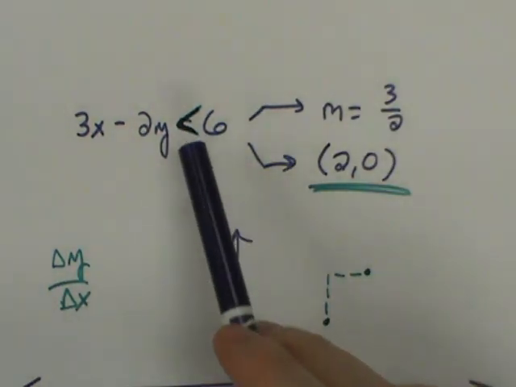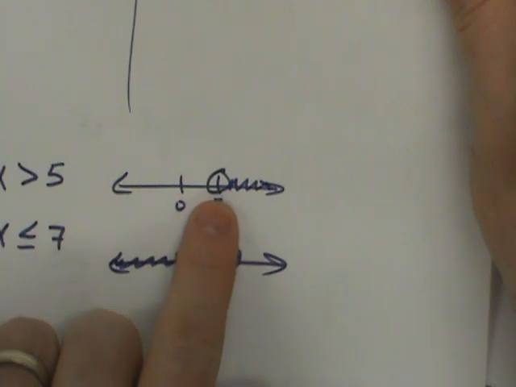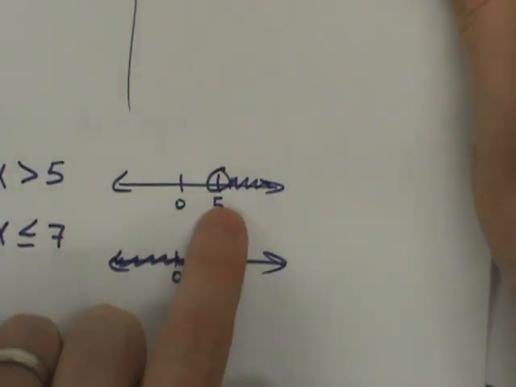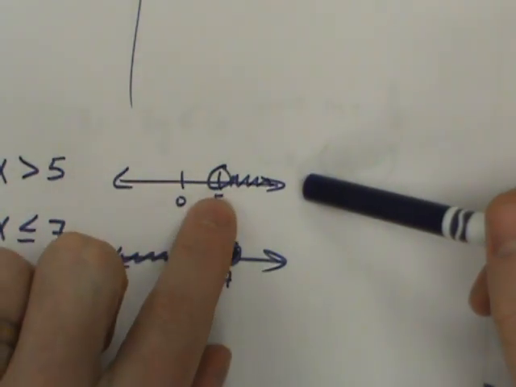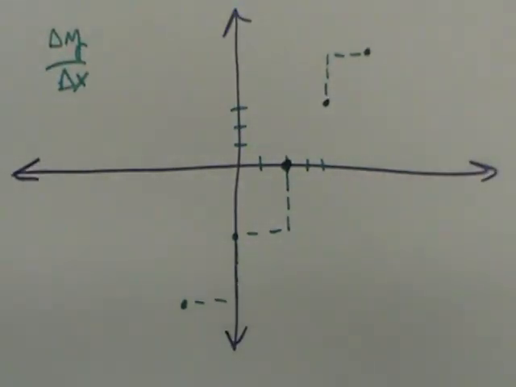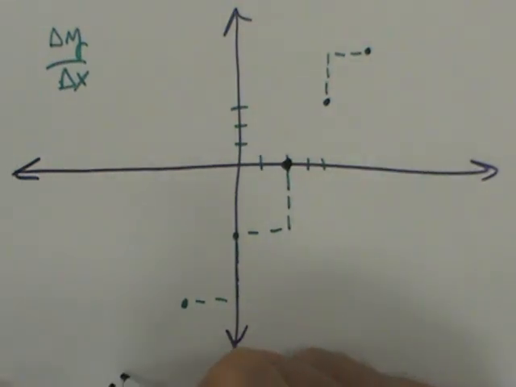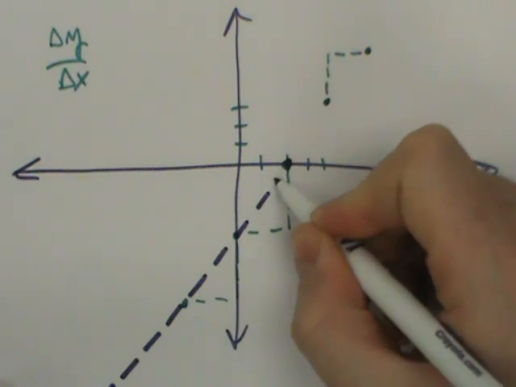If it's a strict less than, as we mentioned a moment ago, in 2 dimensions, that would be an open circle. In 1 dimension, it would be on the number line, an open circle. In 2 dimensions, it would be a dashed line. So I'm just going to make a dashed line here. It's the same idea as having an open circle.